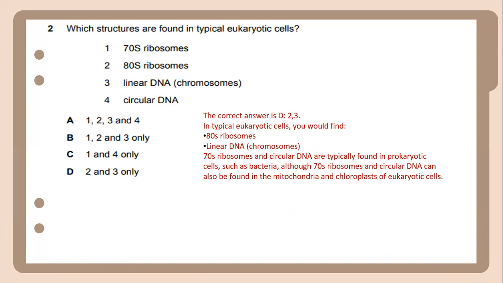Which structures are found in typical eukaryotic cells? In typical eukaryotic cells, you would find 80S ribosomes and also linear DNA chromosomes. 70S ribosomes and circular DNA are typically found in prokaryotic cells, such as bacteria, although 70S ribosomes and circular DNA can also be found in mitochondria and chloroplasts of eukaryotic cells.